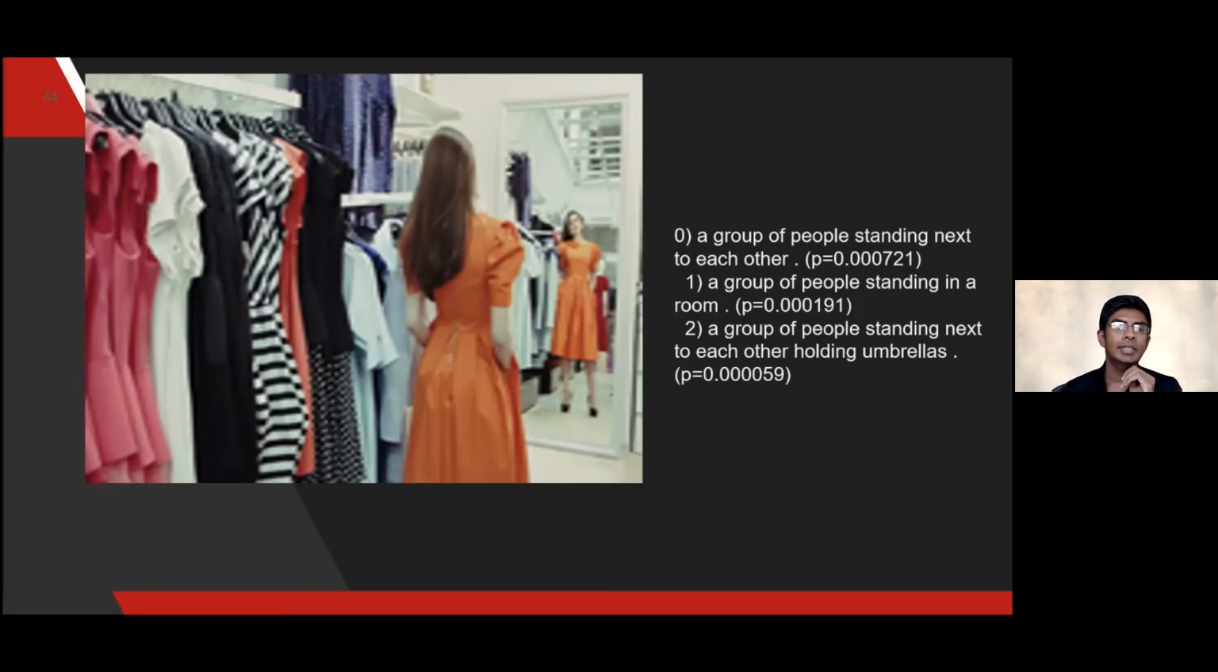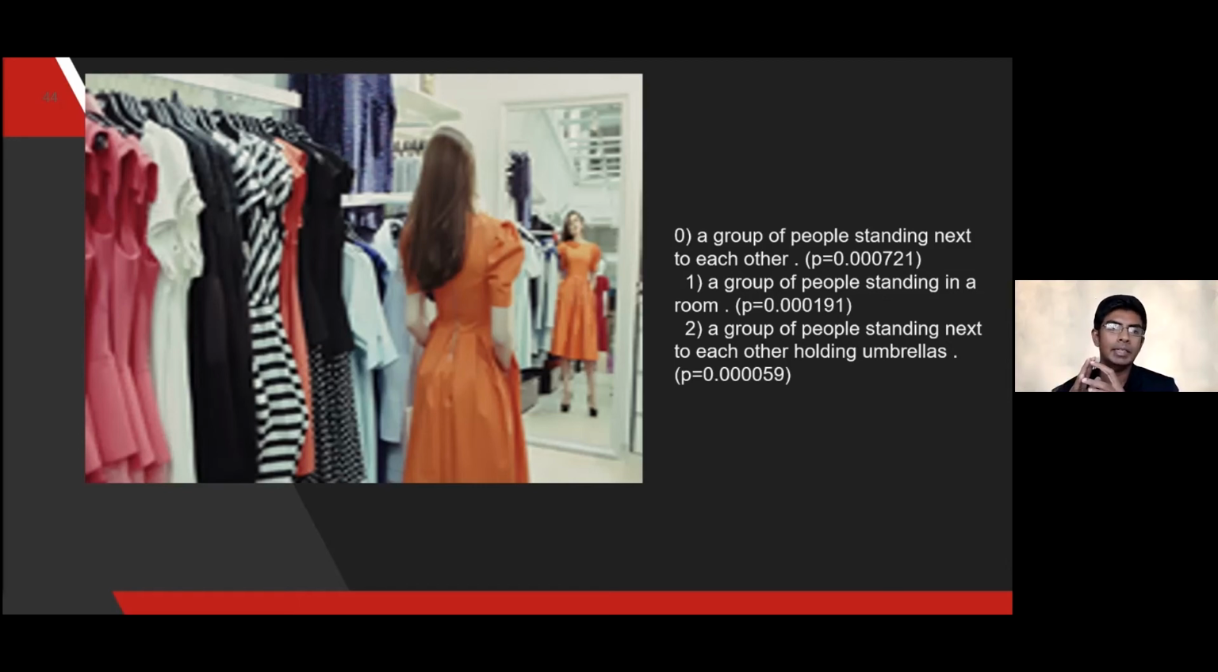So now with that being said, let's look at some of the images and the captions that the machine generated. In this example, we give the machine the following image and ask the machine to describe it. The first output the machine is generating is a group of people standing next to each other. And the p-value is the confidence that the machine is saying that it's true. And then we have a group of people standing in a room, group of people standing next to each other holding umbrellas. So as you can see, this is not actually correct.